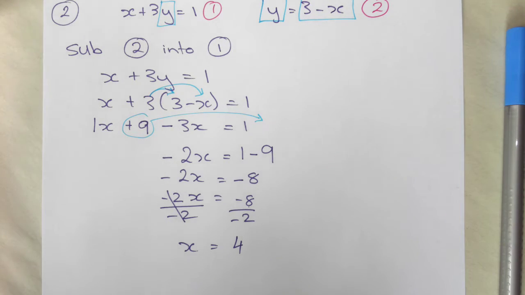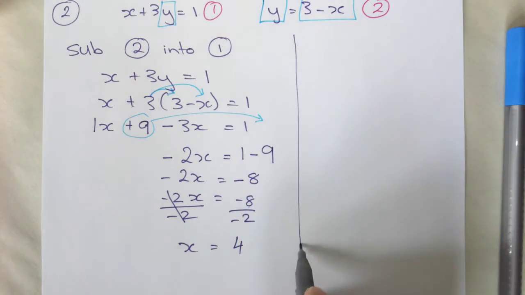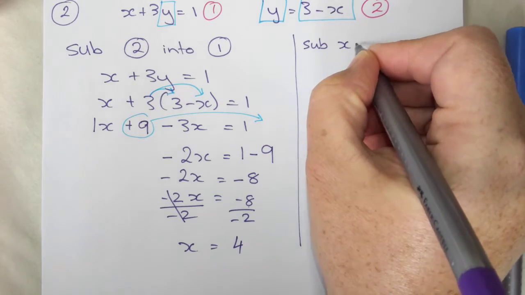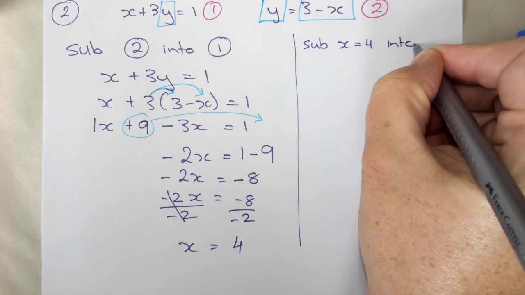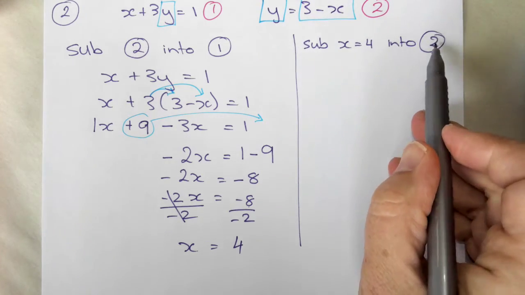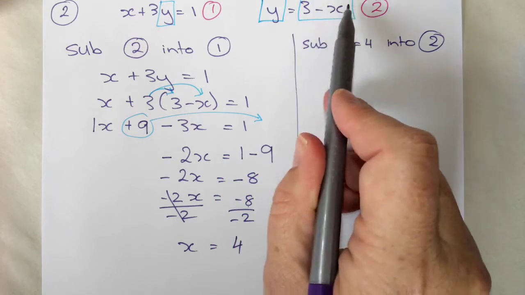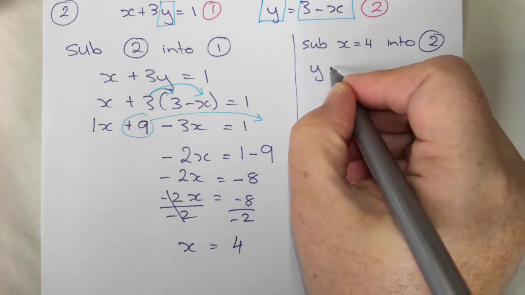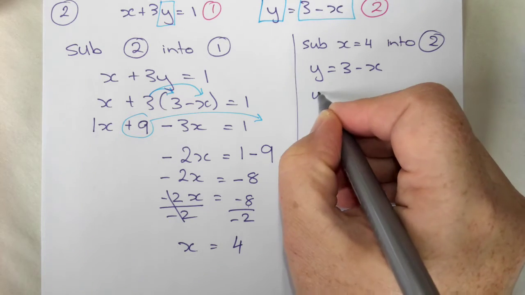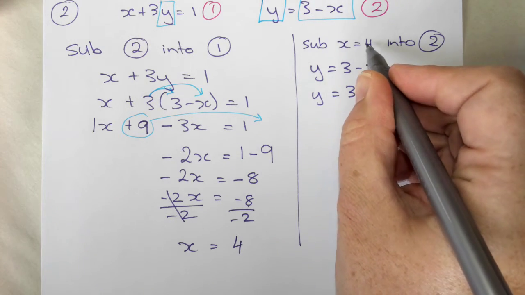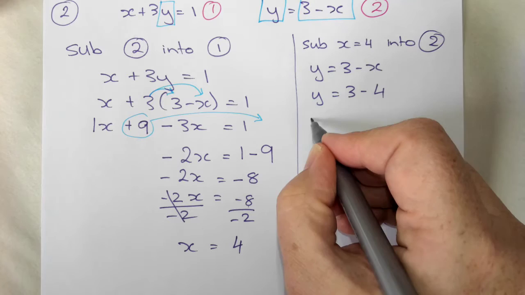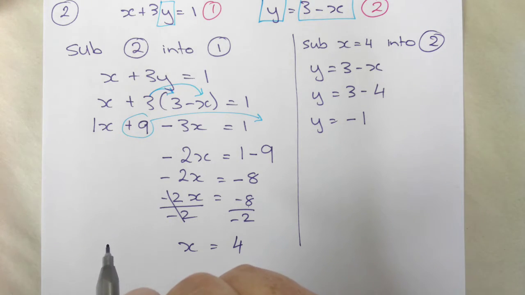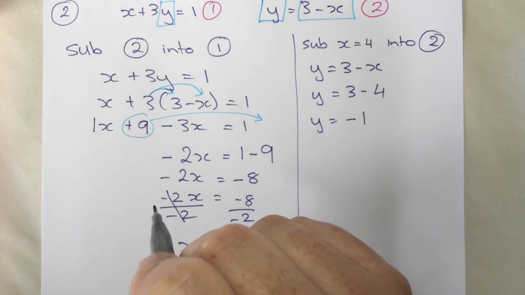Am I finished? No. I now need to find what the y coordinate is. So now I'm going to substitute x equals 4 into equation 2. Now I'm going to do that simply because that's already in the form y equals stuff, which I'm trying to find the y, so that's an easier one for me to use. So y equals 3 take away x. So if x is 4, I'm going to replace that x with the number 4, and 3 take away 4 is negative 1.